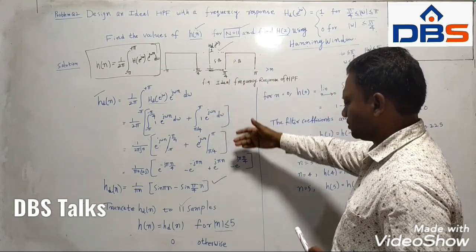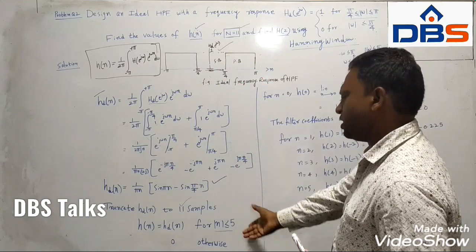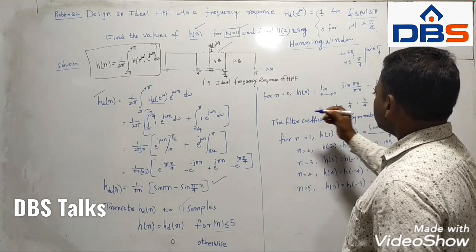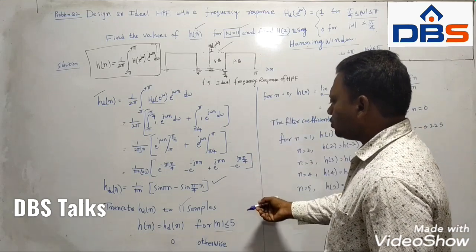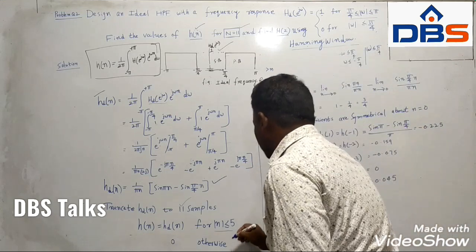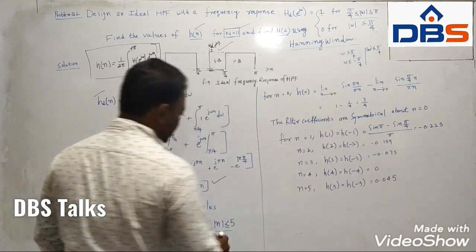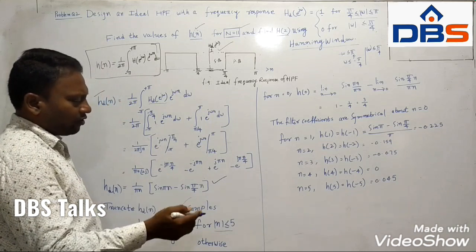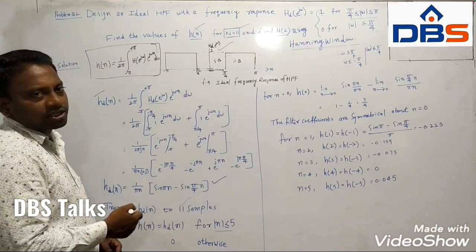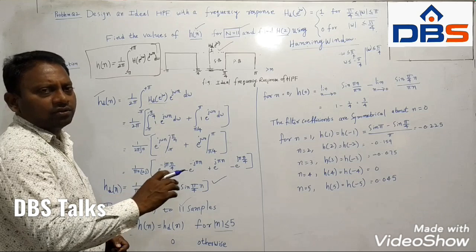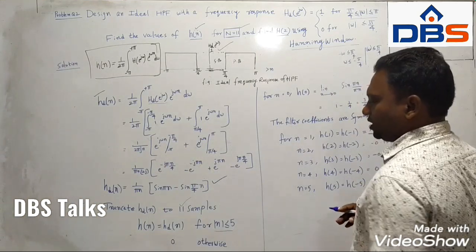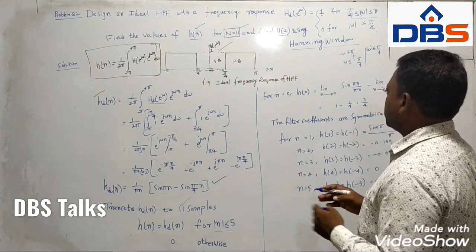Suppose N is given as 13 or 15, then based on that we have to take the range of h of n. Now we have to find out h of n for different values of n. So how many values will you get? n is equal to 0, 1, 2, 3, 4, 5, -1, -2, -3, -4, -5. In total, 11 samples you will get.